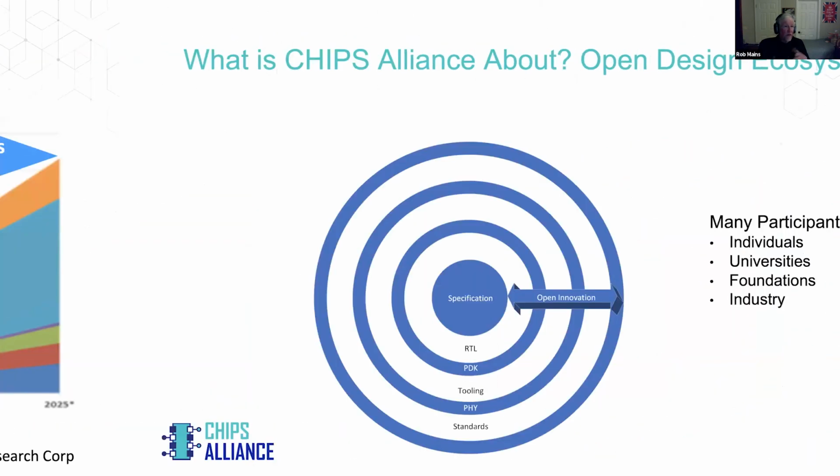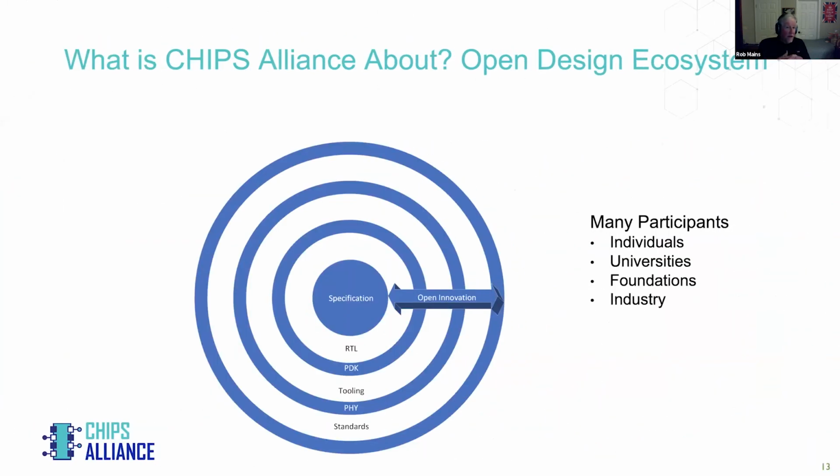So specifically, the question may be, what is CHIPS Alliance about? Well, at the heart of it, what it's really about is creating an open design ecosystem, all the way from specification to RTL, to process design kits, EDA tooling, the physical implementations of that, and standards. So it's a broad spectrum of what we're trying to do. The overall goal, though, is to provide an open innovation across that wide spectrum. And it's comprised of many different participants. It could be individuals, universities, foundations, industry, as examples.